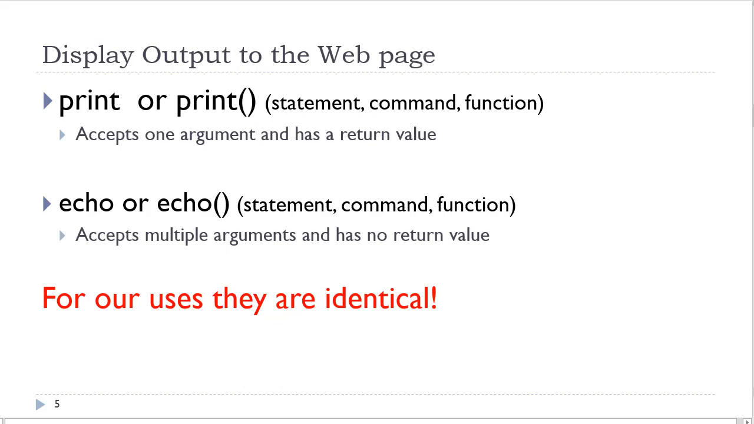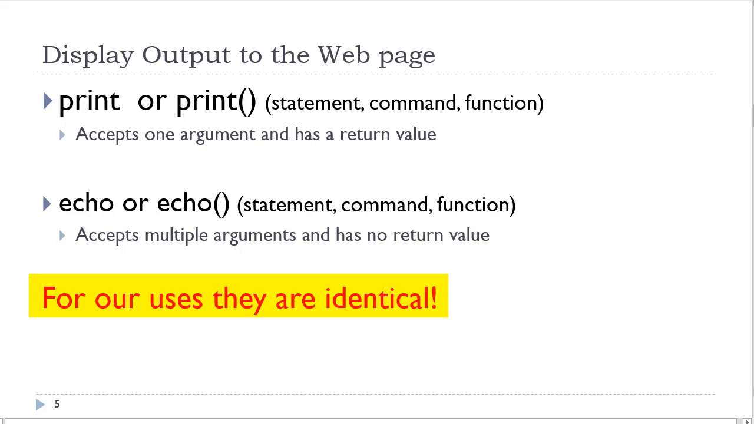There are two ways to display output to the web page. One is the print statement, the other is the echo statement. You may hear these terms called statements, commands, or functions. They all do the same thing. We can use the print statement with or without the parentheses. We also can use the echo statement with or without the parentheses. For our purposes, these two statements are identical.